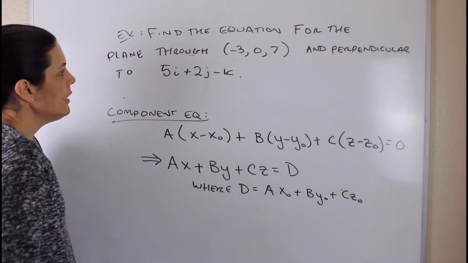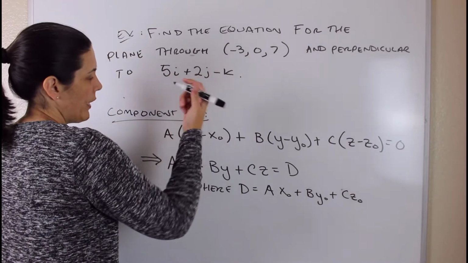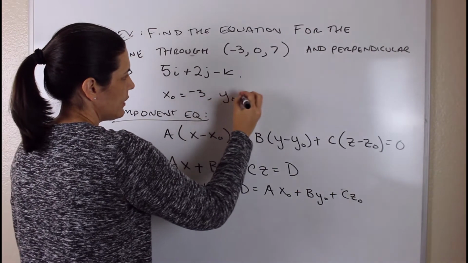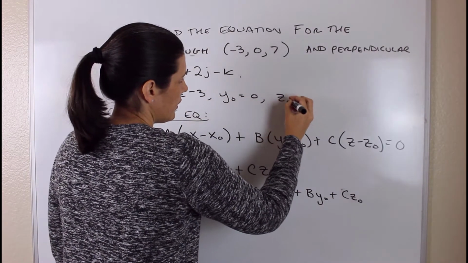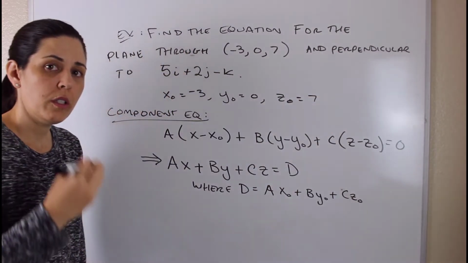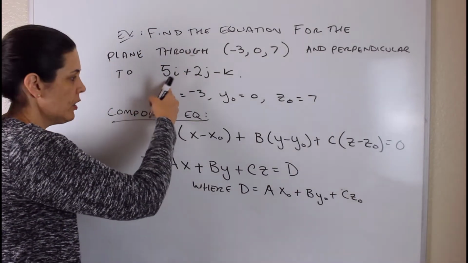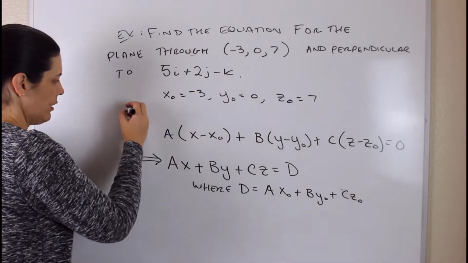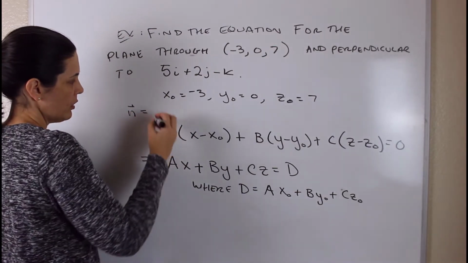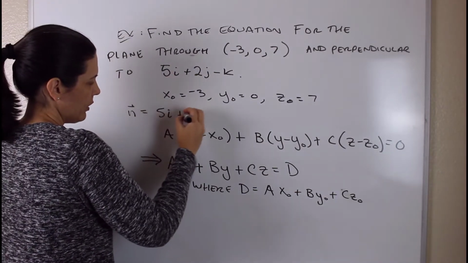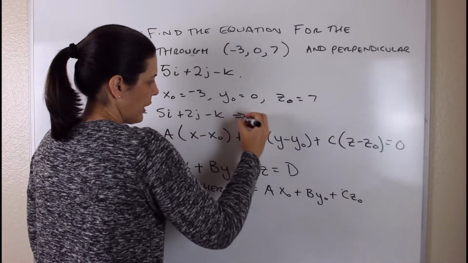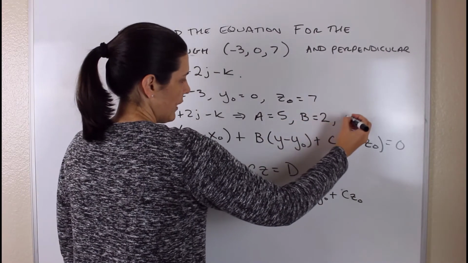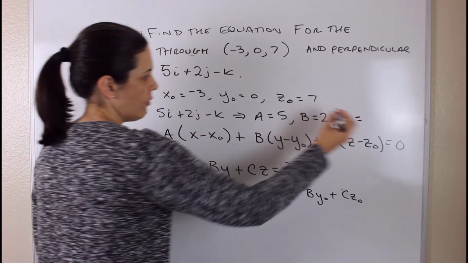and get here pretty quickly on this example. This is our initial point, so I'll write it out just so it's very clear. x naught is -3, y naught is 0, z naught is 7. We also know the normal vector is right here. So you can say n or a, b, c. You can jump right in. I'll go ahead and say both. n equals this vector here, 5i plus 2j minus k. And then you can break that down and say that a is 5, b is 2, and c is -1.